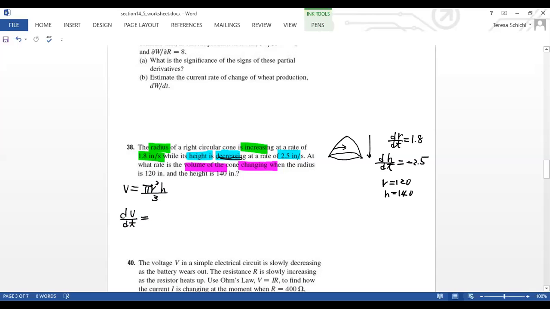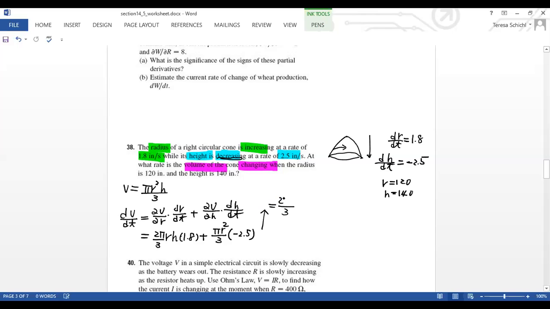So we know the volume change with respect to r, ∂V/∂r, times dr/dt, then plus the volume change with respect to h, ∂V/∂h, times dh/dt, right? Now let's take a look here. ∂V/∂r will be 2 pi r h over 3, times dr/dt. What is dr/dt? 1.8. Then plus ∂V/∂h, so it's pi r squared over 3. The h derivative is 1. What is dh/dt? Negative 2.5.